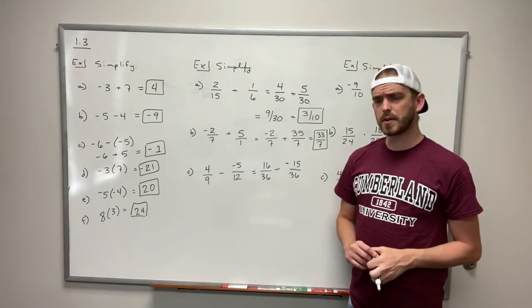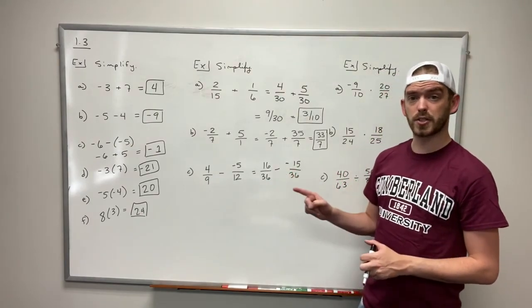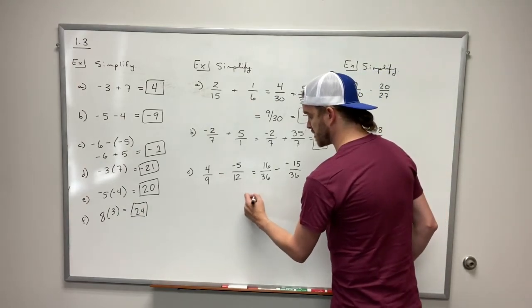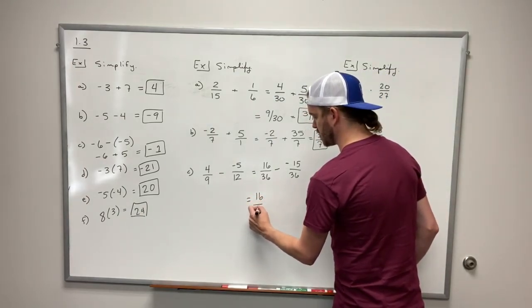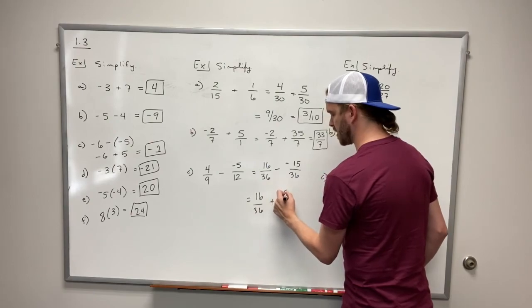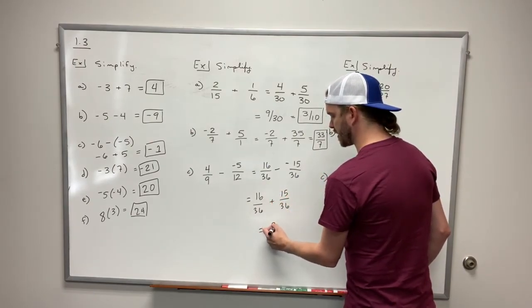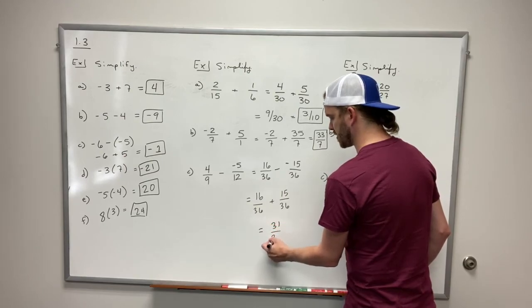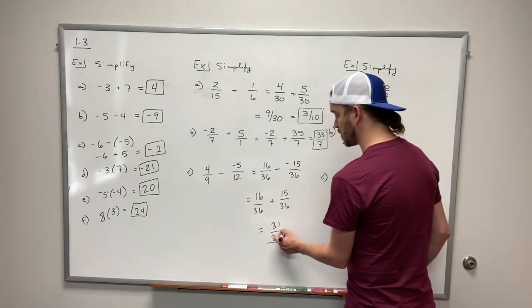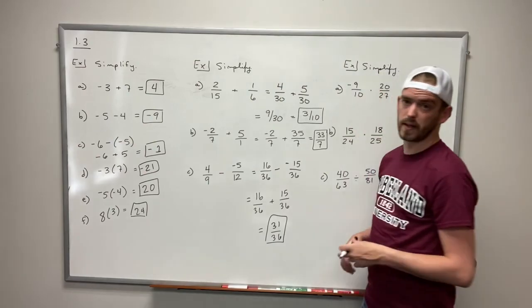Now remember, what do we do when we have minus a negative? We change it to a positive. So this becomes 16 over 36 plus 15 over 36. We add those together and we get 31 over 36. Now that cannot reduce, so this is our final answer.